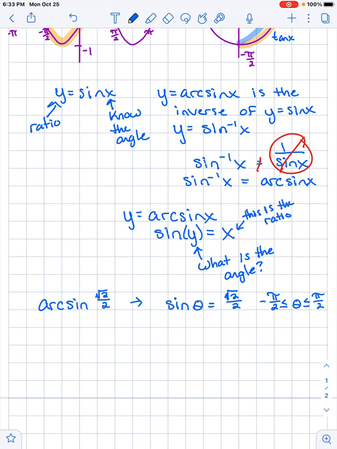Because you know the unit circle so well, you know that the solution to this problem is theta equals pi over 4. The sine of pi over 4 is root 2 over 2. So the arc sine of root 2 over 2 is pi over 4. Okay, not bad. It's just inverses. We're finding the angle measure instead of the ratio this time.